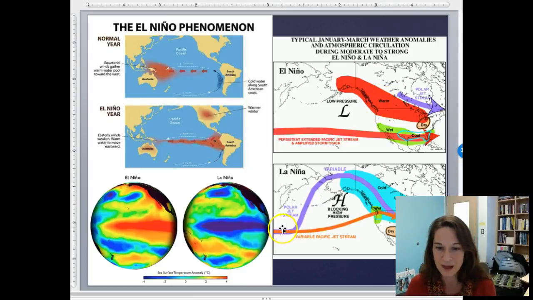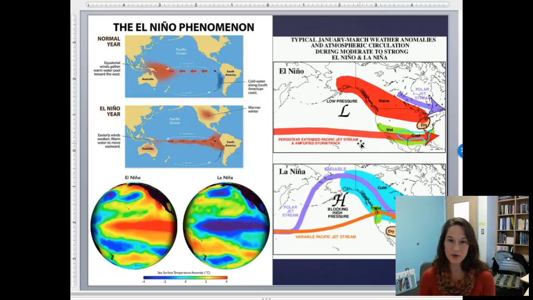La Nina is the opposite. We get a more variable jet stream. We have a high pressure zone in the northern Pacific, and we get more cold, wet, windy weather here in Alaska and northern Canada and the northern U.S. So it really changes our weather patterns.